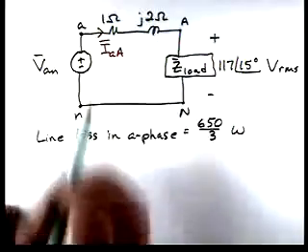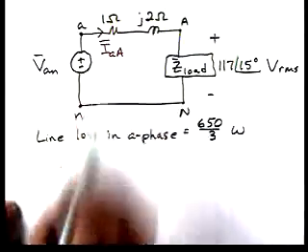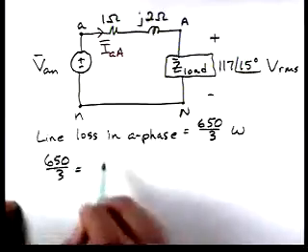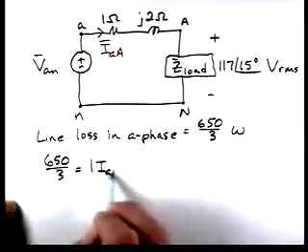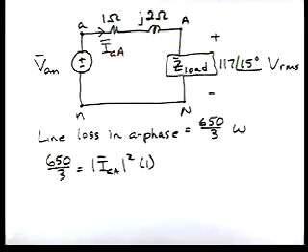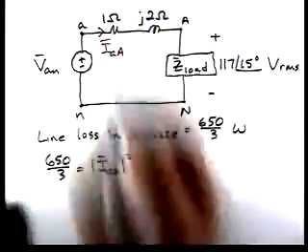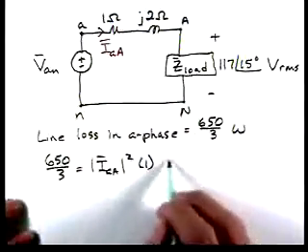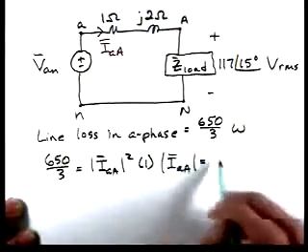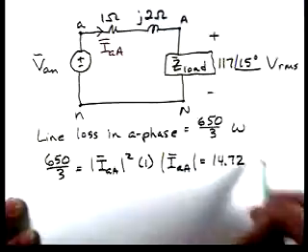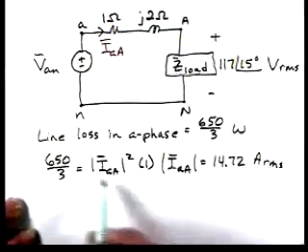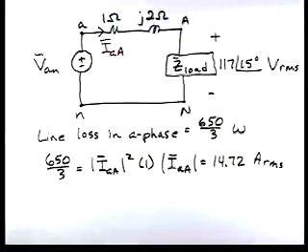So for instance, we can find the magnitude of this current now. So we have 650 over 3 is equal to the magnitude of that current squared times 1 ohm. Okay, and that's because we have a 1 ohm resistance in the line. So then the magnitude of our current is 14.72 amps RMS. So we just went through and solved this equation.